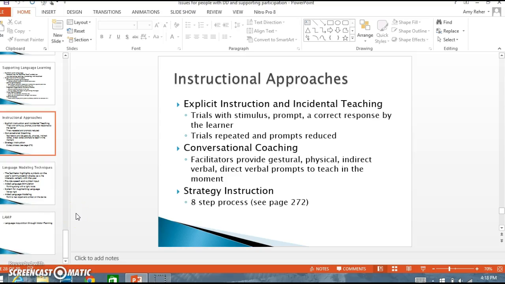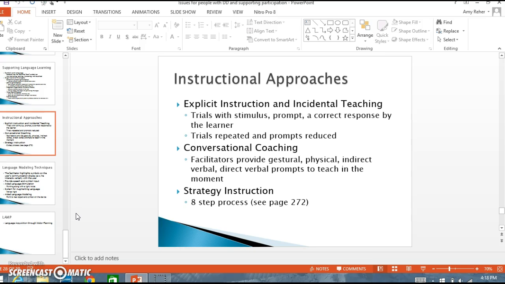So now we're going to discuss some specific instructional approaches that you can use when teaching an individual to use their AAC device, whether it be a picture board, a high-tech device, or PECS, or any other sort of picture symbols. So the first technique is called explicit instruction and incidental teaching.